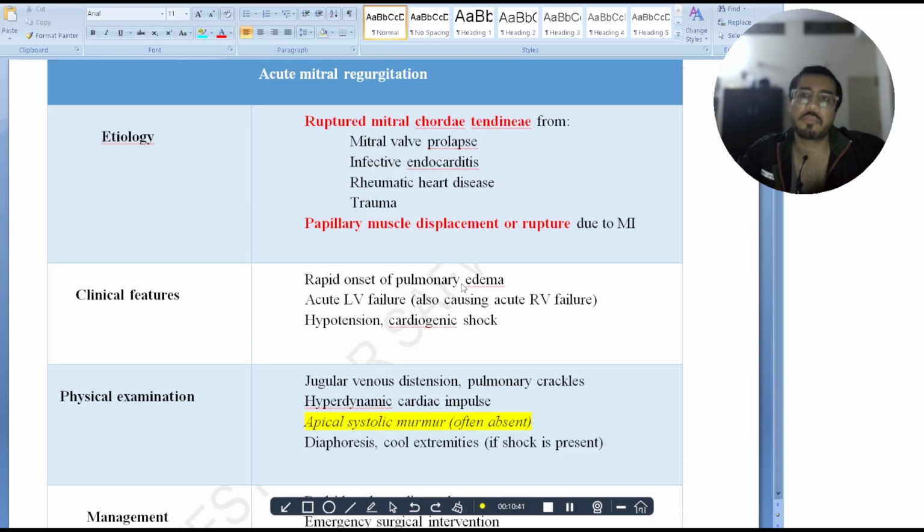Since all the blood is flowing backwards into the lungs, it's not flowing towards the body. So there is also cardiogenic shock because the body is not receiving blood. There's hypotension because the body is not receiving blood, it's going towards the lungs. Acute left ventricular failure, because the left ventricle keeps on trying and trying, but it's not able to pump blood, and it overexerts and starts failing.